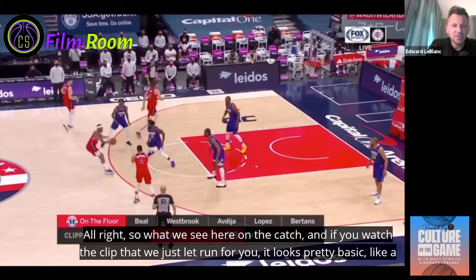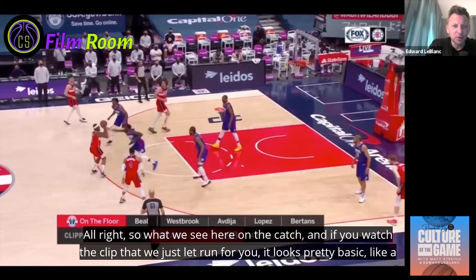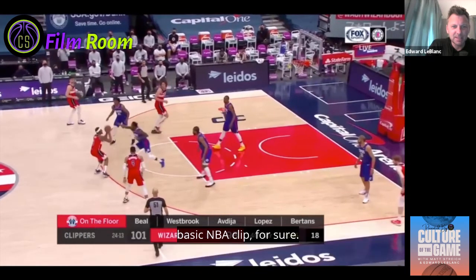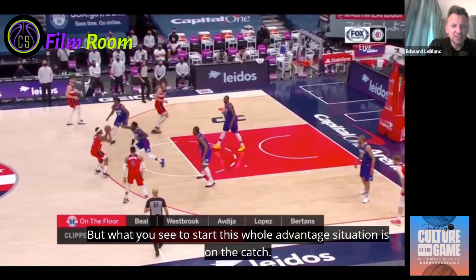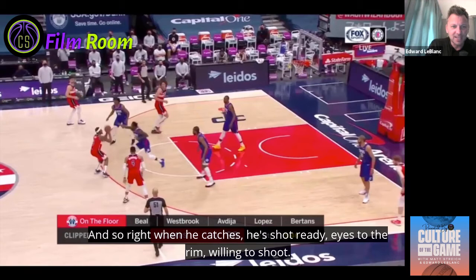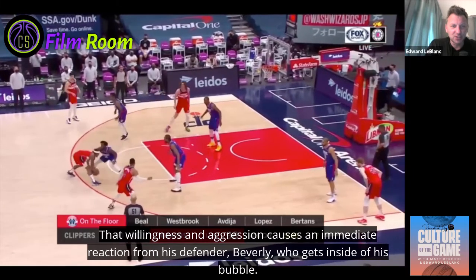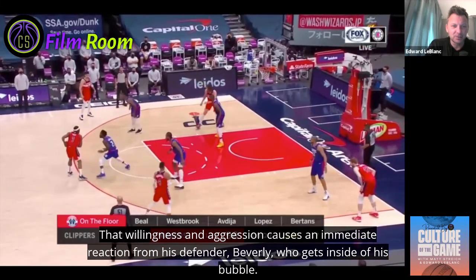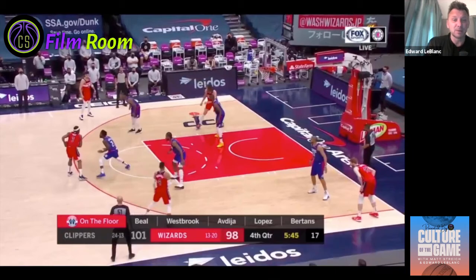All right, so what we see here on the catch, and if you watch the clip that we just let run for you, it looks pretty basic, like a basic NBA clip for sure. But what you see to start this whole advantage situation is on the catch, Bradley Beal is aggressively catching the ball with intention to score. And so right when he catches, he's shot ready, eyes to the rim, willing to shoot. That willingness and aggression causes an immediate reaction from his defender, Beverly, who gets inside of his bubble.